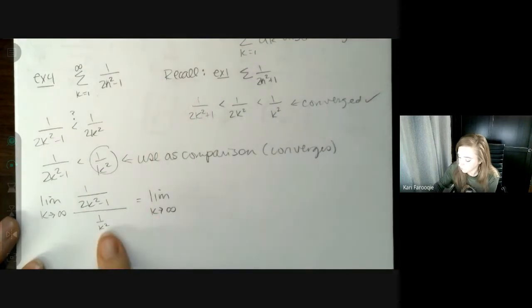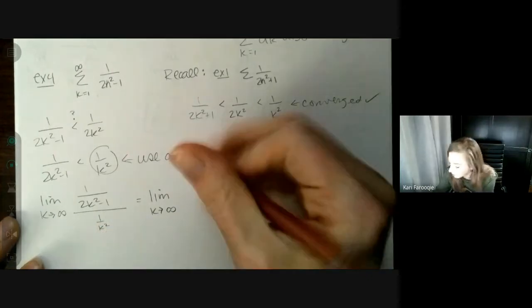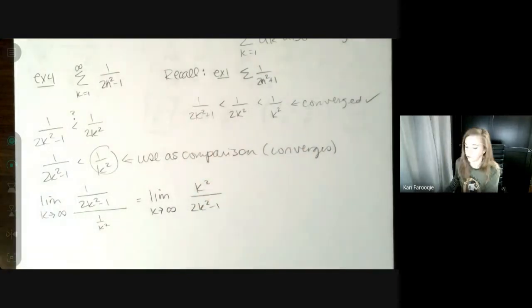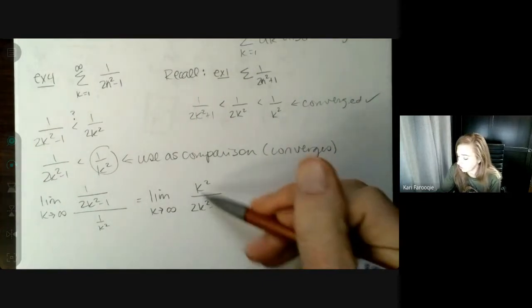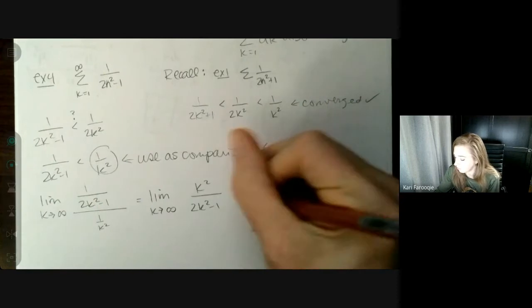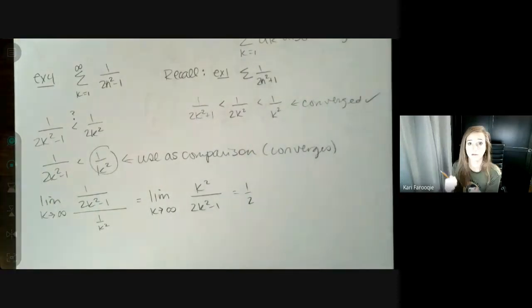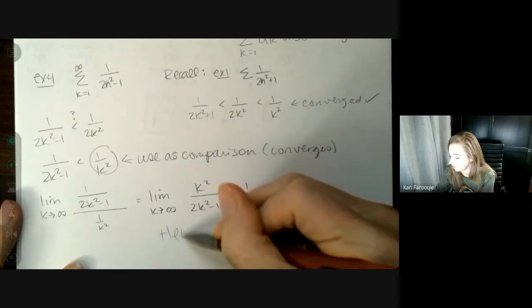So when you invert and multiply, instead of dividing by 1 over k squared, you're multiplying by k squared over 1. So you're going to have k squared in the numerator, and in the denominator, you have 2k squared minus 1. Now when you take the limit, you can use the ratio of the lead coefficients and get 1/2. And this is between 0 and infinity. Therefore, you would say that both series converge by limit comparison.